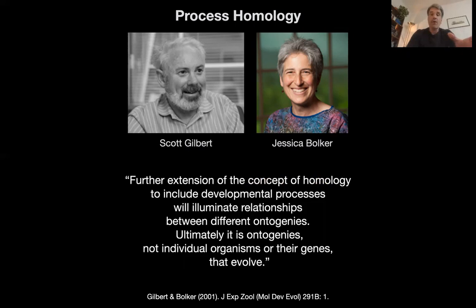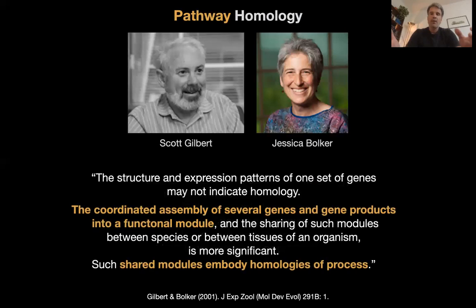So this is great, but the criterion they use, which we saw in the first quote, is conserved components of the pathway, okay? So I would call this pathway homology. And we were lucky with this example of the shark fin to limb transition in the mouse. In this case, the components seem to be highly conserved, so there was no developmental system drift. This is deep homology, as the authors concluded. So what Gilbert and Bolker write is, the structure and expression patterns of one set of genes may not indicate homology, but the coordinated assembly of several genes and gene products into a functional module and the sharing of such modules between species or between tissues of an organism is more significant. Such shared modules embody homologies of process.